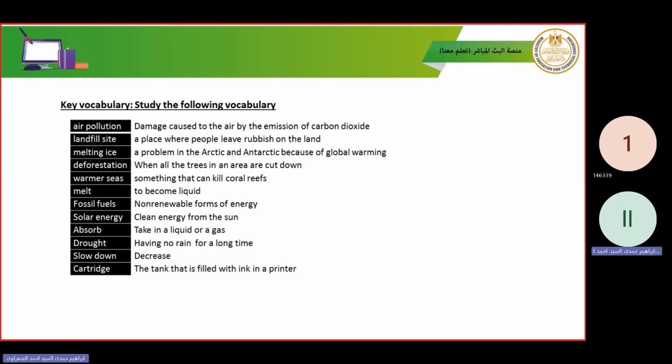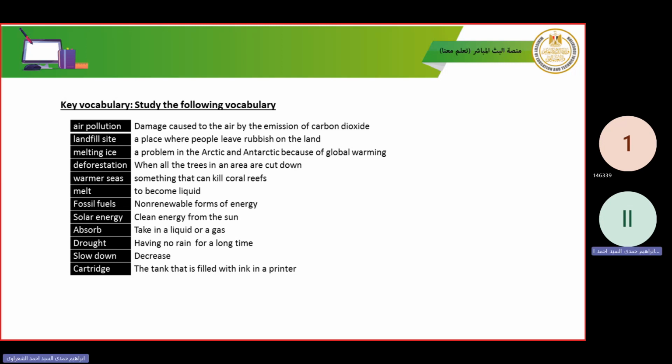The fifth word is warmer seas. A warm sea, or the sea becomes warm because of pollution, water pollution. And this leads to killing coral reefs, and killing fish and other life forms in the sea. Okay, then we have melt. If the ice melts, it becomes liquid, okay?